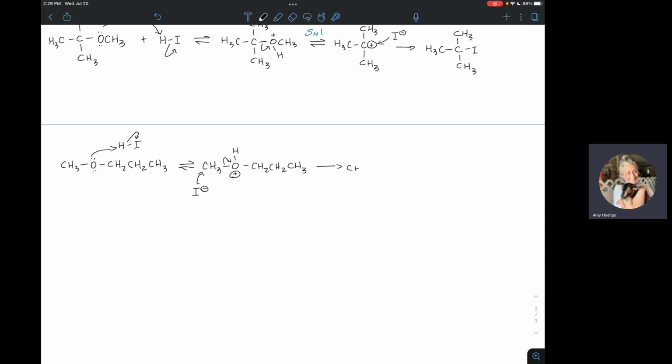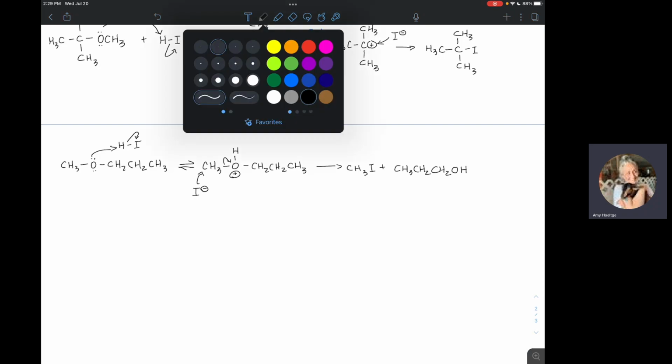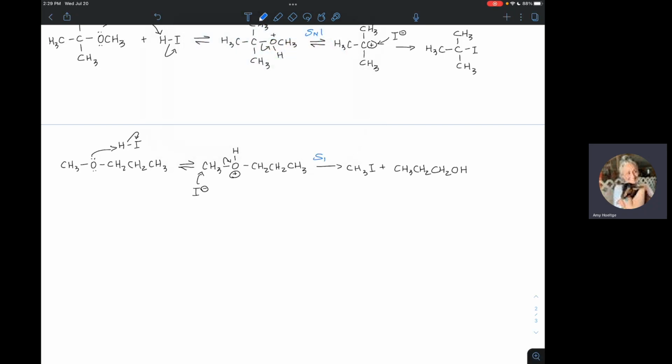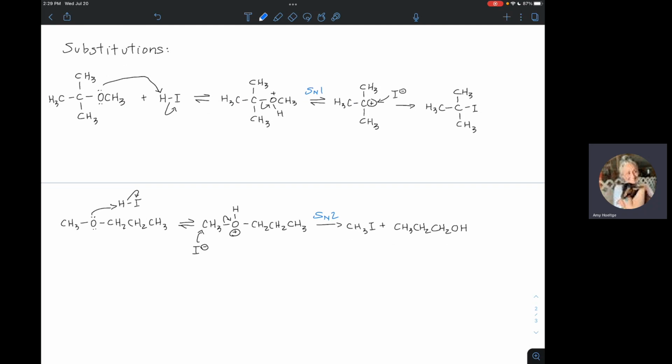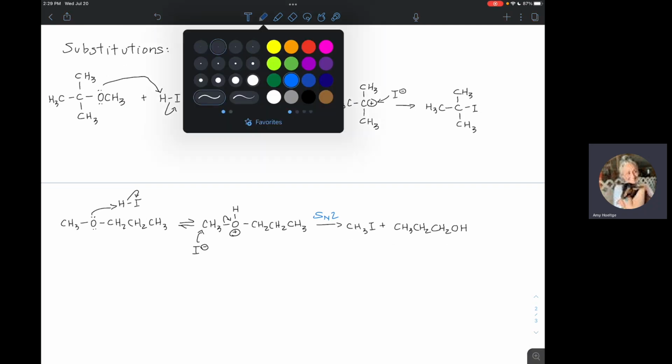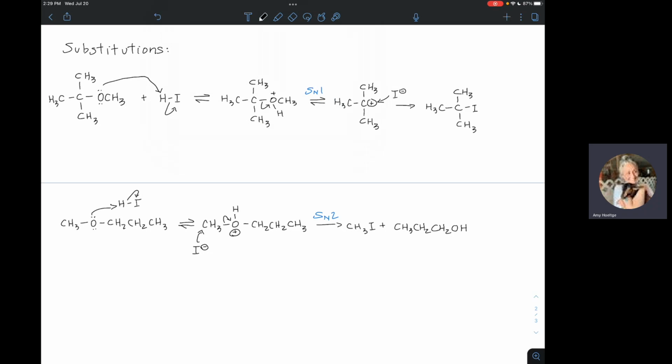And I end up with methyl iodide plus n-propanol. And this proceeded through an SN2 mechanistic pathway. So these are not exactly the most interesting molecules. They are usually used as protecting groups for alcohols or other reactive compounds you can turn into an ether.